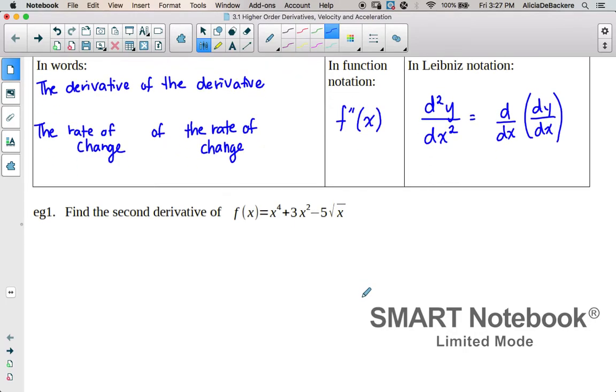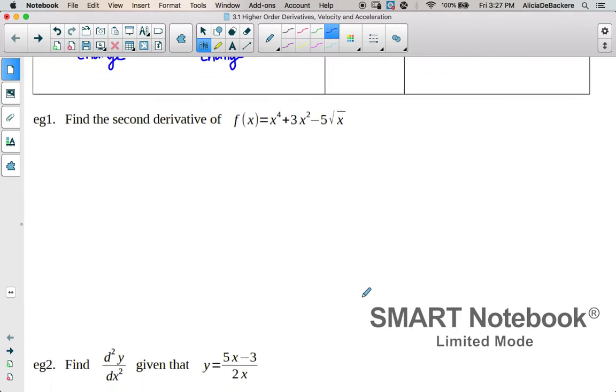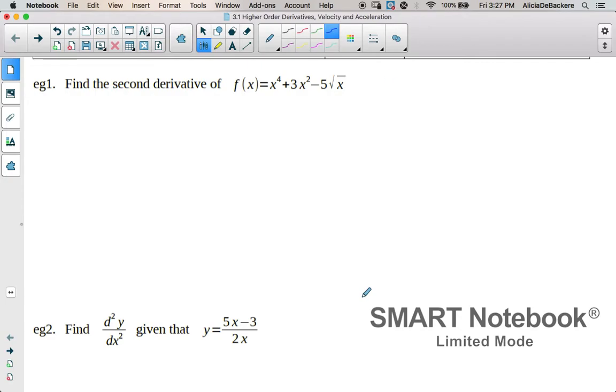All right, so let's get started with an example. I've got an equation here. It's just a nice power equation. I'm going to rewrite it. So it's still f of x, but I can rewrite this so that I don't have that root x at the end.